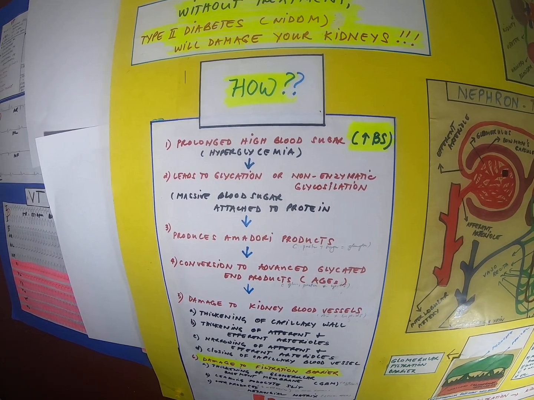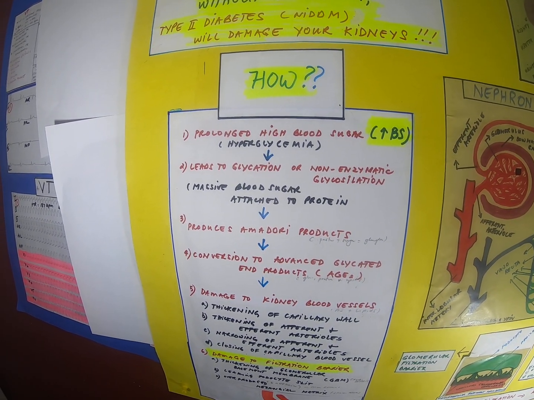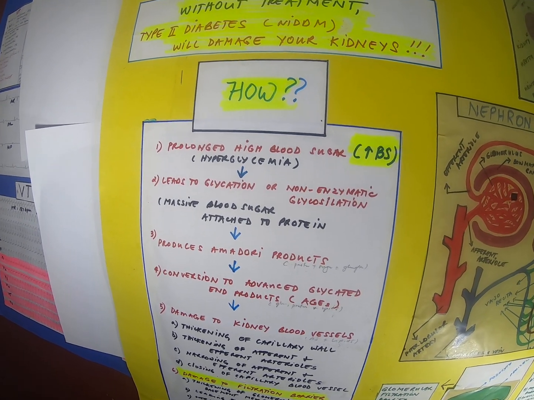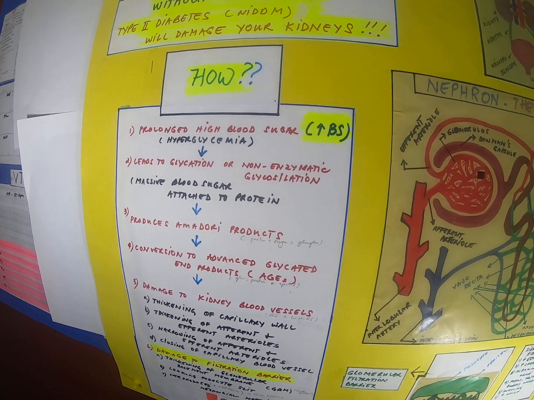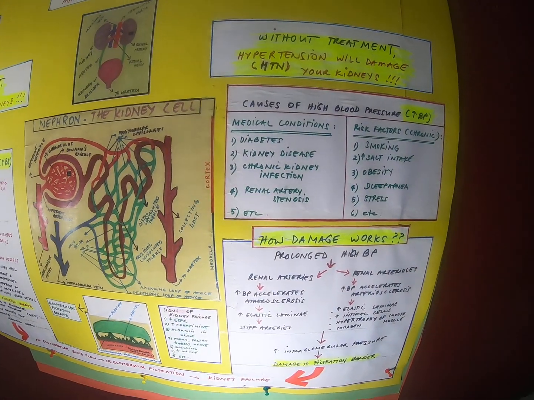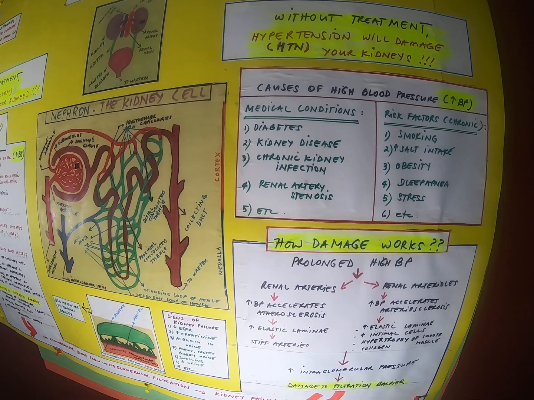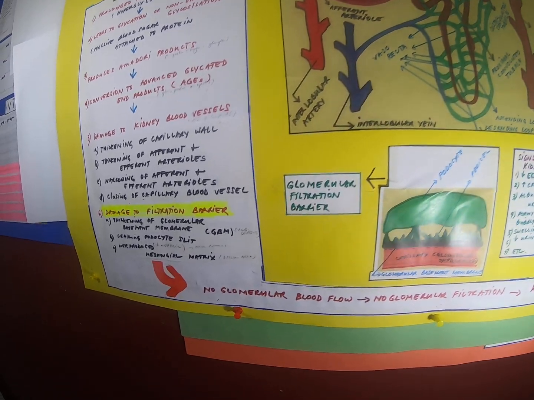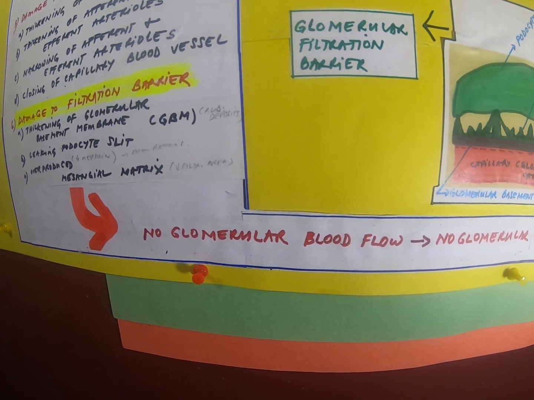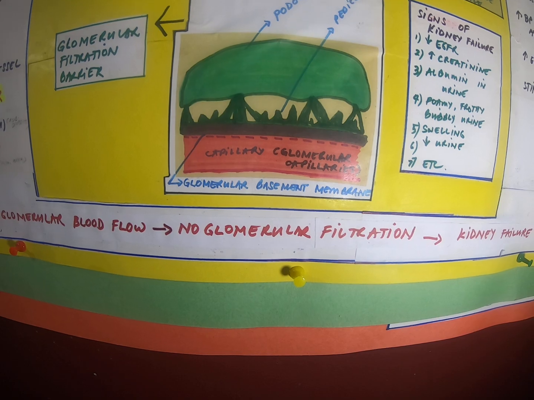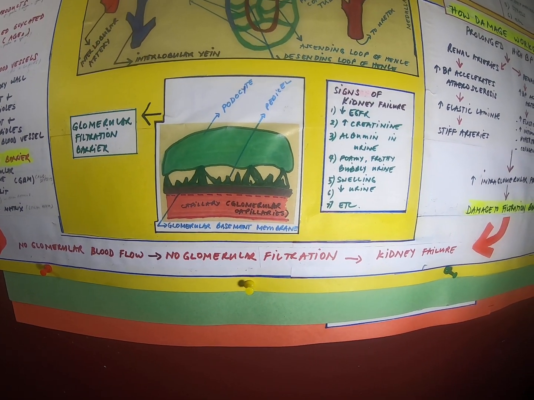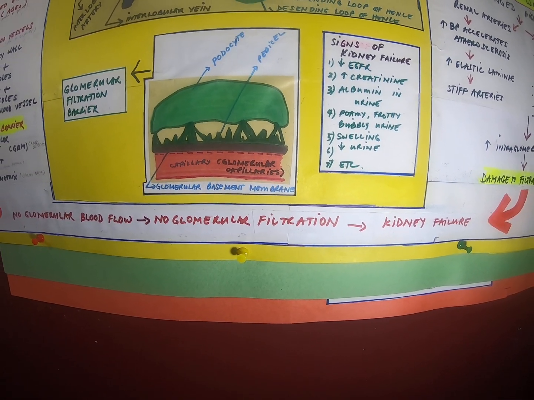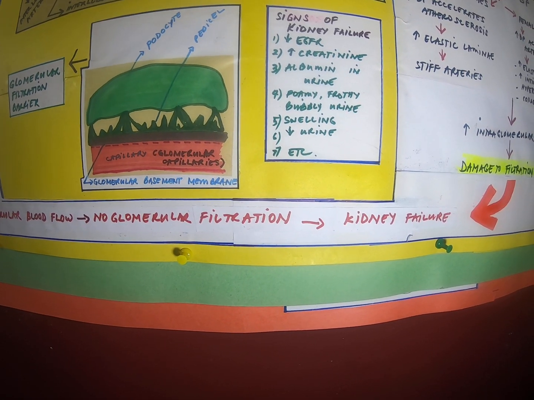So the effect of blood sugar or diabetes is structure followed by dysfunction and then total failure. The effect of high blood pressure is pressure will destroy the structure, then dysfunction and total failure. So if no glomerular blood flow, there's no glomerular filtration, then we have kidney failure. So that means we've got to be ready because you will be needing dialysis or kidney transplant.